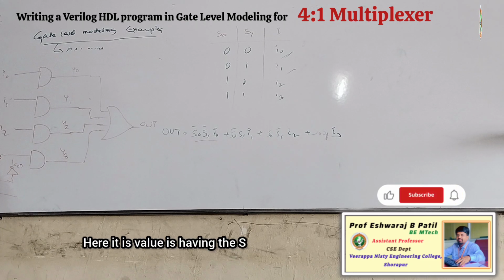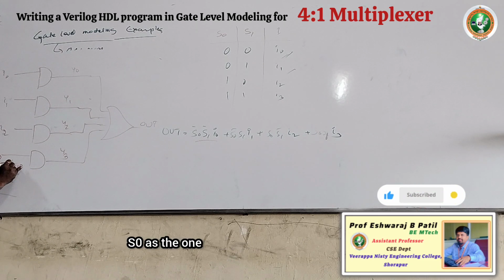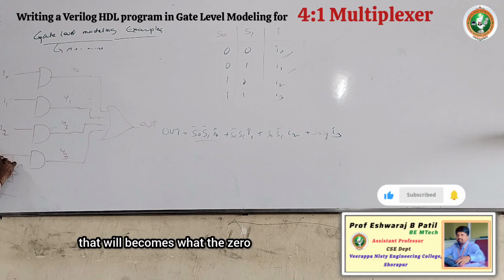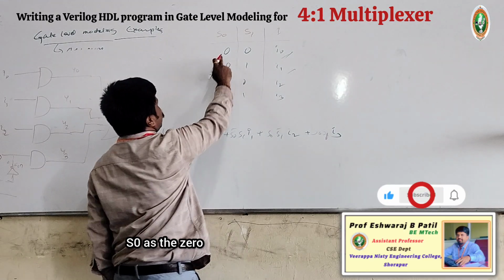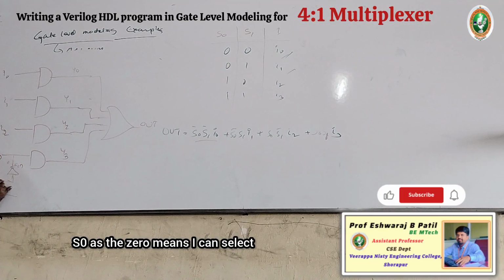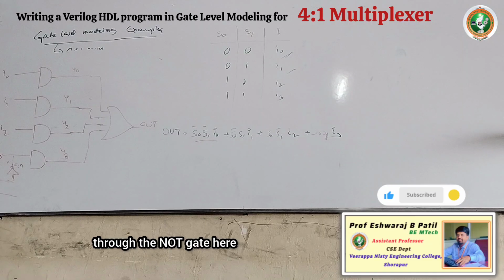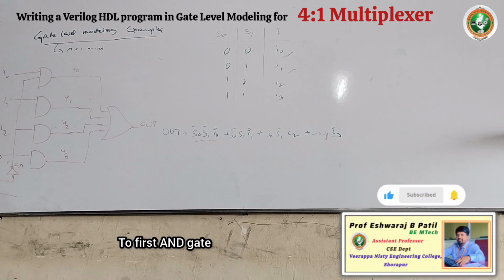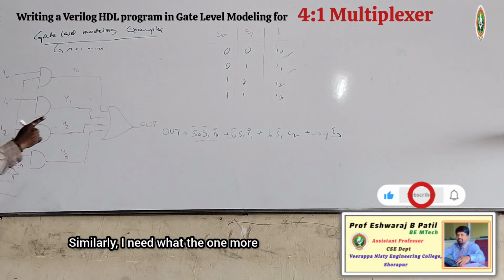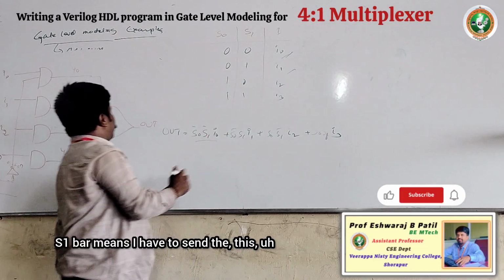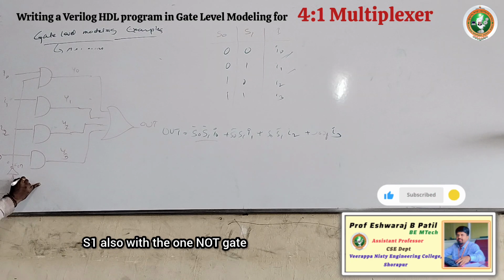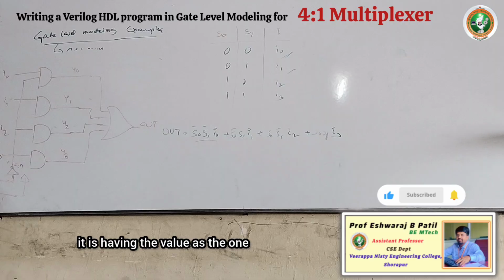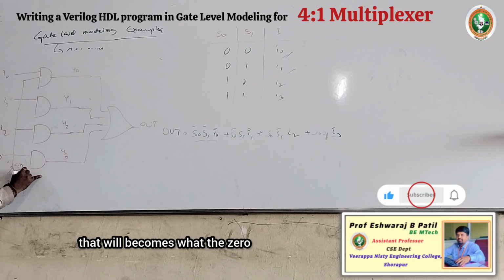Here the value of S0 is 1. After passing this S0 value through the NOT gate, it will become 0. But I need S0 as 0, so I pass this S0 through the NOT gate here. I am sending this S0 to the first AND gate. Similarly, I need one more S1 bar here. For S1 bar, I have to send this S1 through one NOT gate, because it has the value 1 before the NOT gate. After the NOT gate, it will become 0.